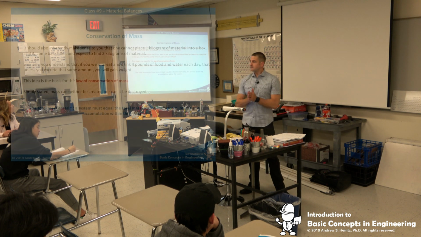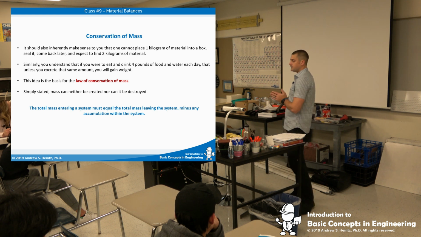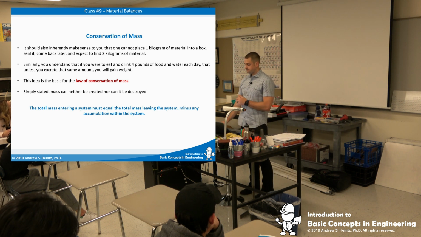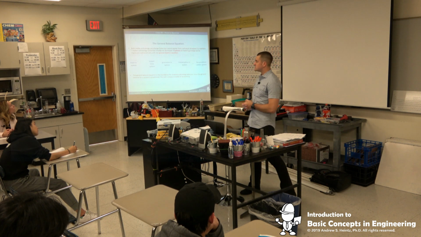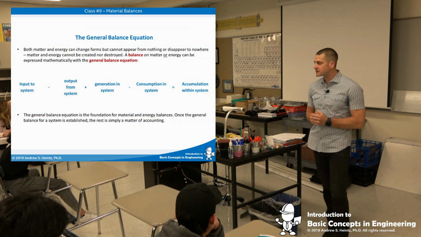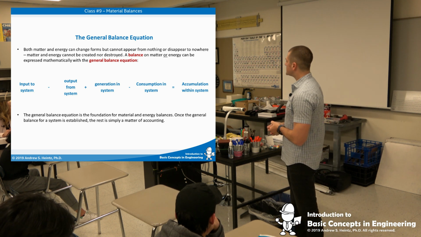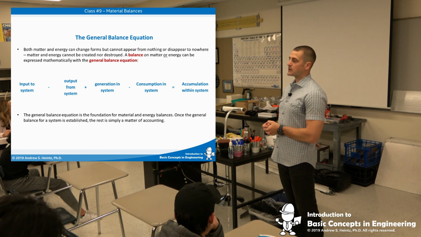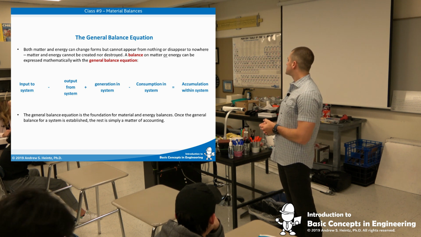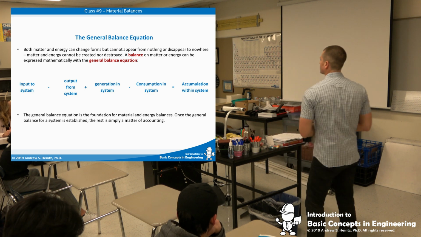So we already covered this one, right? Law of conservation of mass. You guys are pros on this one. What goes in has to come out. We're all down with that one. So this brings us to the general balance equation, which we've seen something very similar for almost everything else we've talked about, right? What goes in minus what goes out minus what's generated minus what's consumed equals the accumulation in the system. Okay?